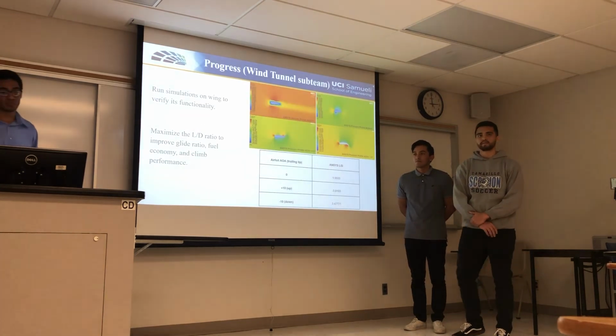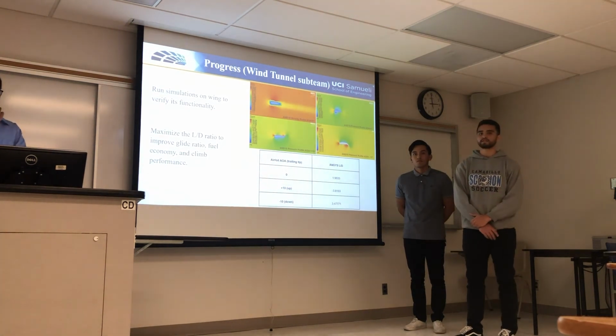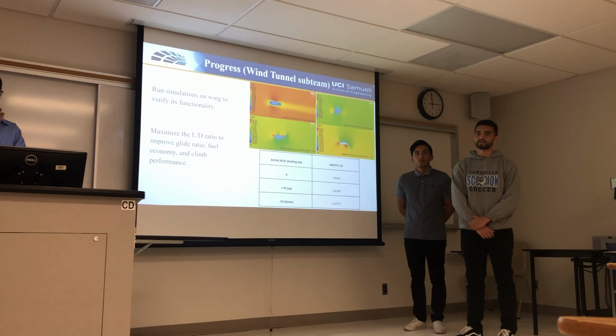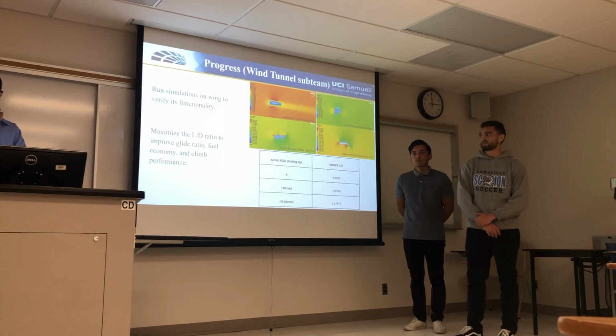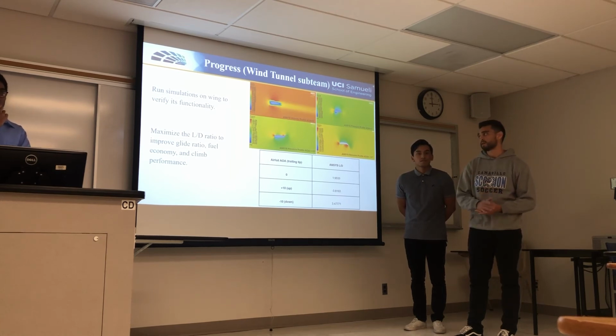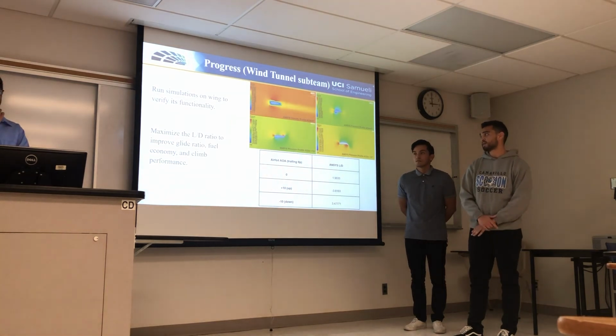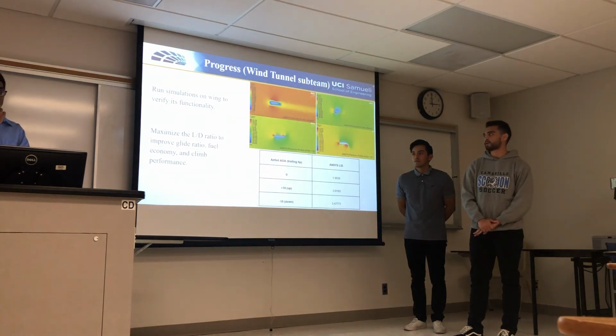The progress made by the wind tunnel test team this quarter was primarily running simulations on the wing that was designed by the wing team. We want to verify that it has aerodynamic properties that maximize the lift over drag ratio to improve the glide ratio, which is the distance traveled divided by the amount of descent of the airplane, which will ultimately improve fuel economy and the climb performance.